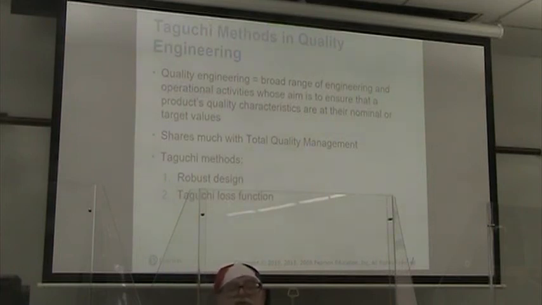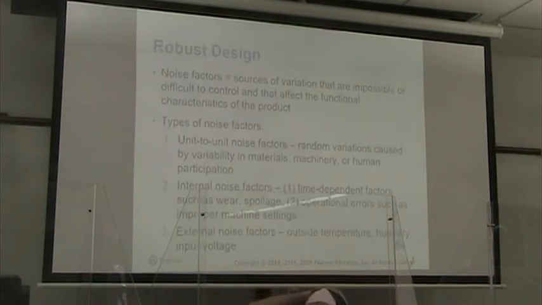All right, so Taguchi methods in quality engineering. Well, first of all, quality engineering is a broad range of engineering and operational activities whose aim is to ensure that a product's quality characteristics are at their nominal or target values. So it has a lot in common with total quality management. The Taguchi methods are using robust design and the Taguchi loss function.